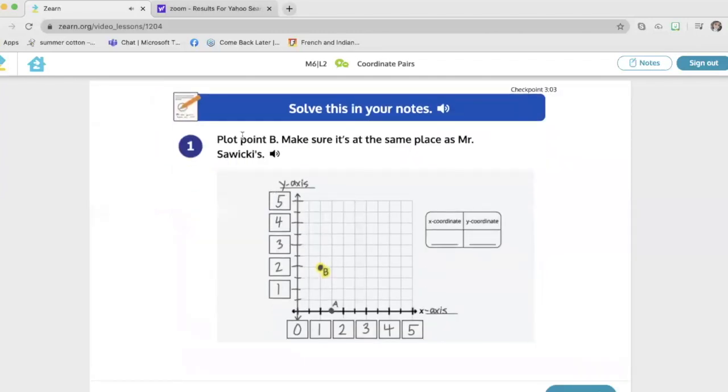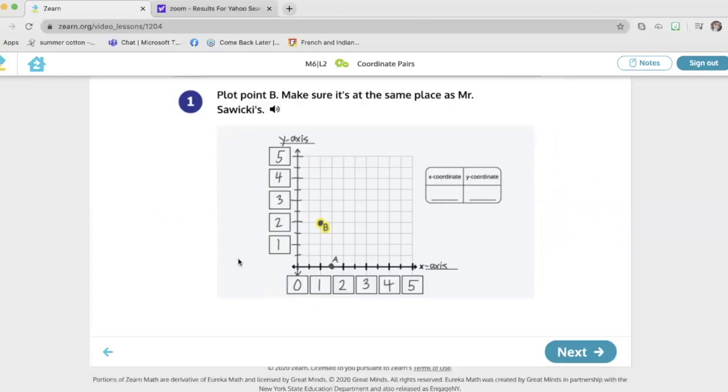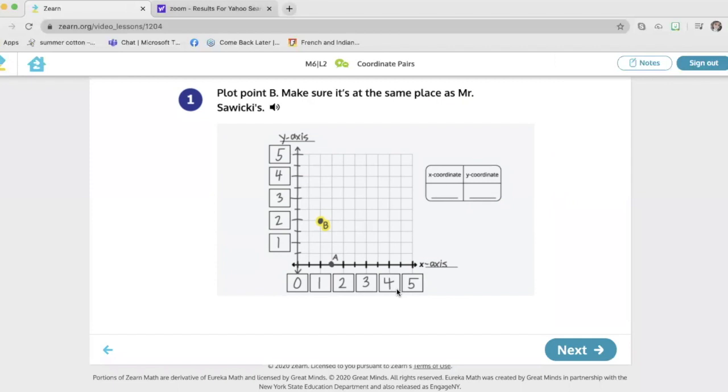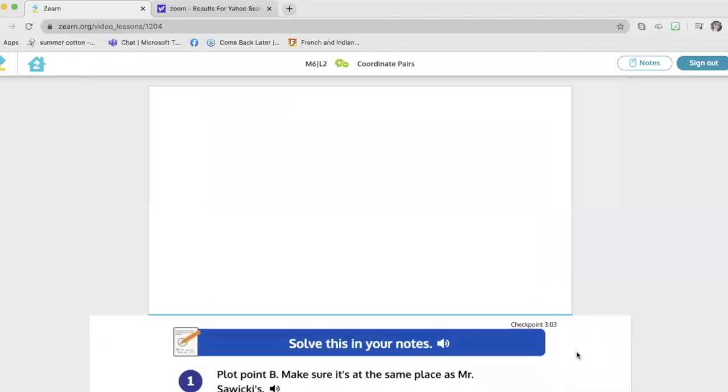Okay, so it says plot point B. Make sure it's at the same place as the video's. Okay, so remember in class when I taught you this, I said you start at the X. So we would bring our mouse over to where it is on the X, and we would see that it is at 1 whole. Then we would move up to find the Y coordinate. So 1, 2. So this dot B is at 1, 2.